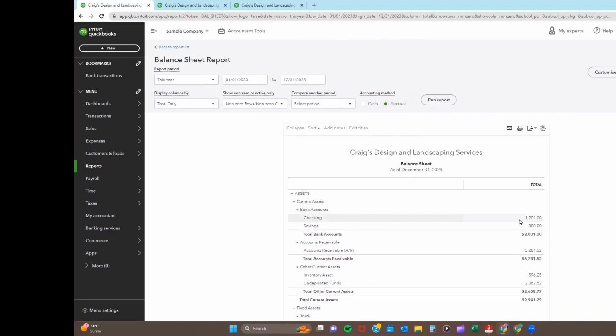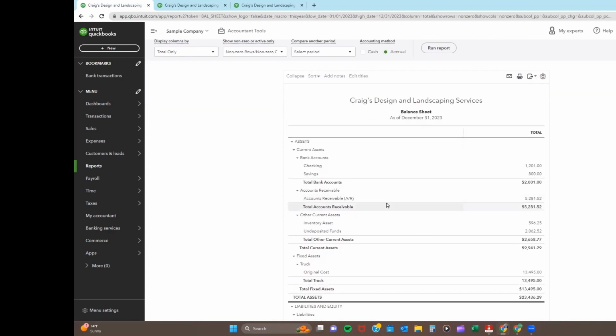We got our first asset here. We got cash. He's got a checking account. He's got a savings account. So cash is cash. Cash is liquid. It's in the bank. This is basically what Craig can go out and take out of the bank. So he's got his cash. He's got his accounts receivable, which is what he is owed by his clients. So he has $5,200 in accounts receivable. So he's going to be hopefully collecting on that $5,200 rather soon.